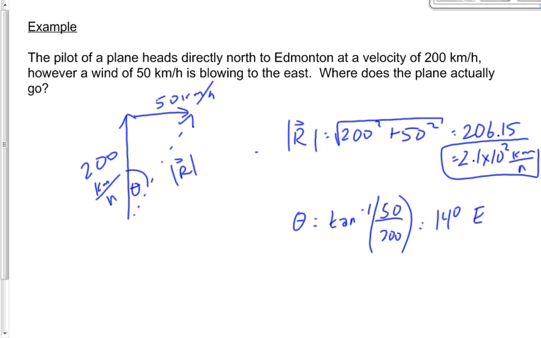Good. Had I drawn it the other way with my x-axis first and my y-axis second, it would have been 76 degrees north of west. North of east, I should say. Yeah. Make sense?